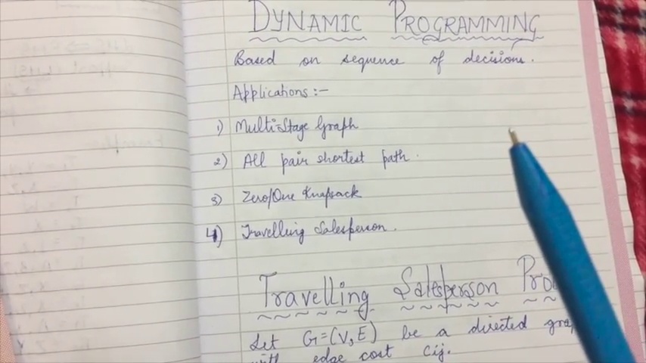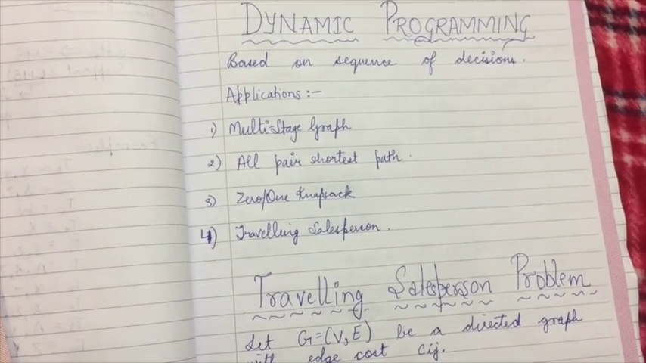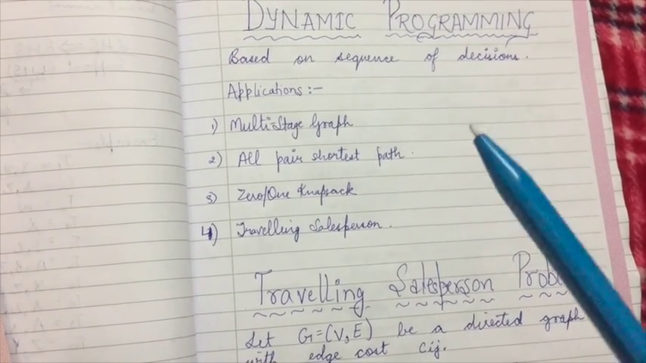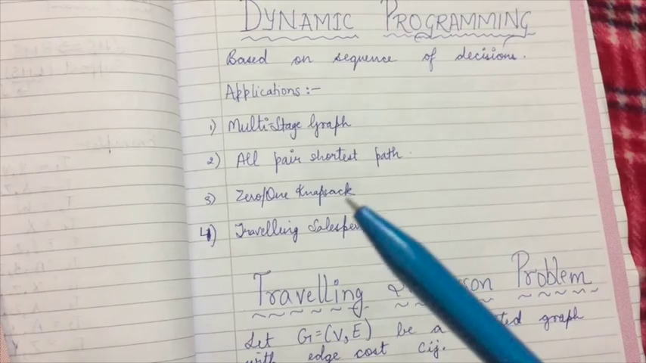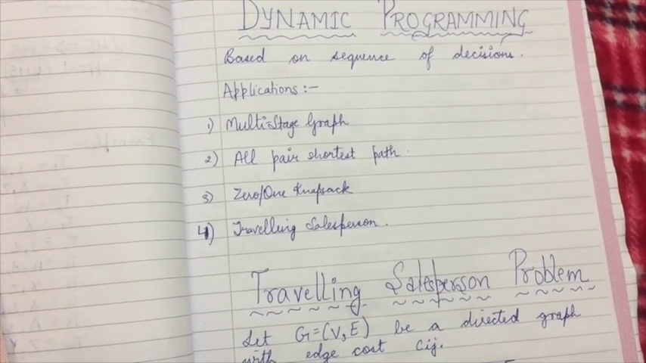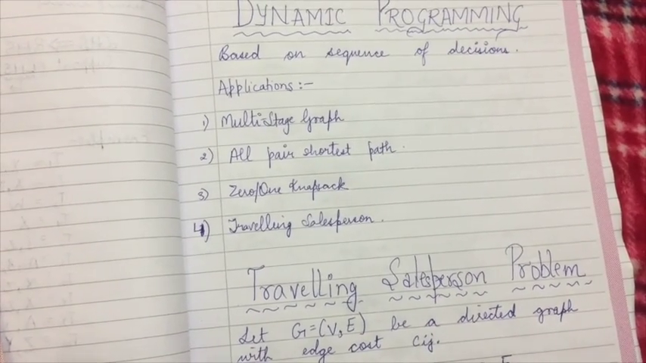What is dynamic programming? It means that we find the solution to a problem on the basis of a sequence of decisions. So multi-stage graph, all pair shortest path, 0-1 knapsack, traveling salesman. These are the applications of dynamic programming. Today we are going to discuss the traveling salesman problem.